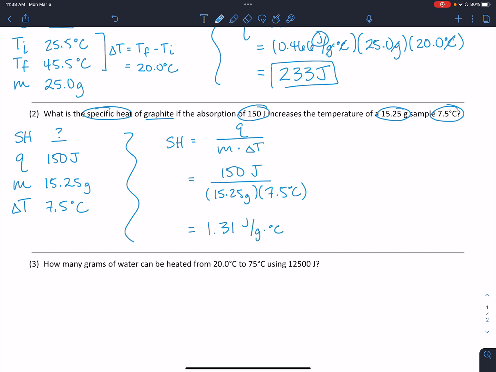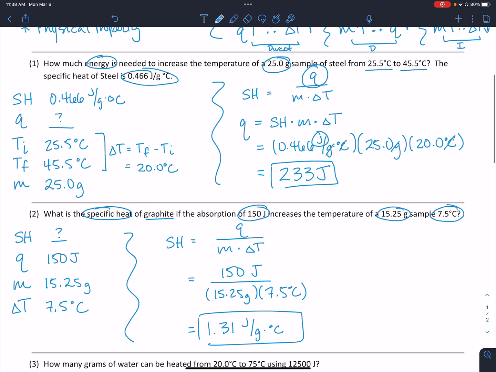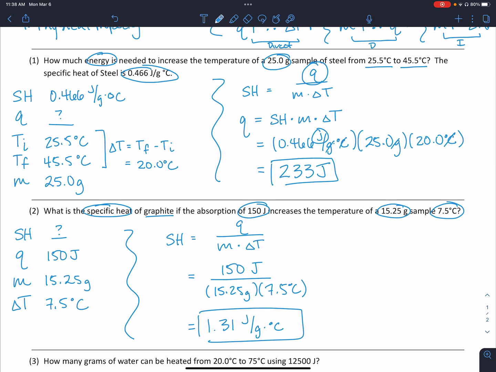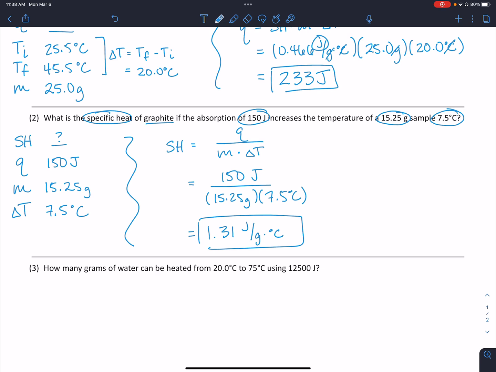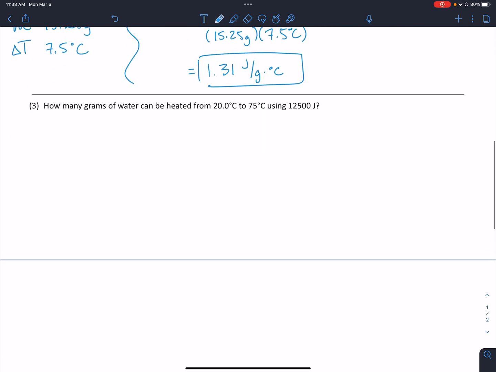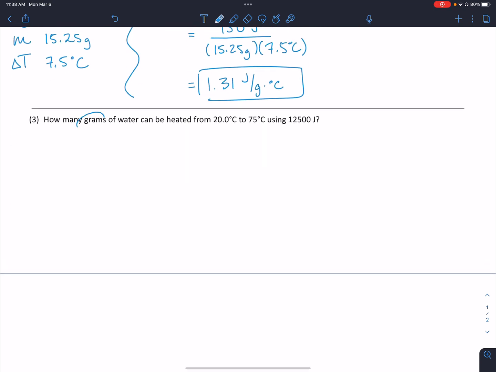All right, now if we compare this specific heat to that of our substance up in problem 1, steel, which has a specific heat of 0.466, we can see that the specific heat of graphite is greater. And what that means in terms of energy is that it's able to absorb more energy than steel, but maintain its temperature.